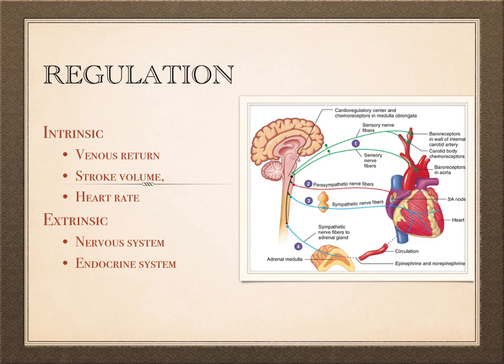And so there are receptors located in major blood vessels that can detect changes in pressure. That sensory information goes to the brain, and then there are nerves called parasympathetic nerves that can slow heart rate, and there are also sympathetic nerves that can increase heart rate by releasing chemicals at the SA node.